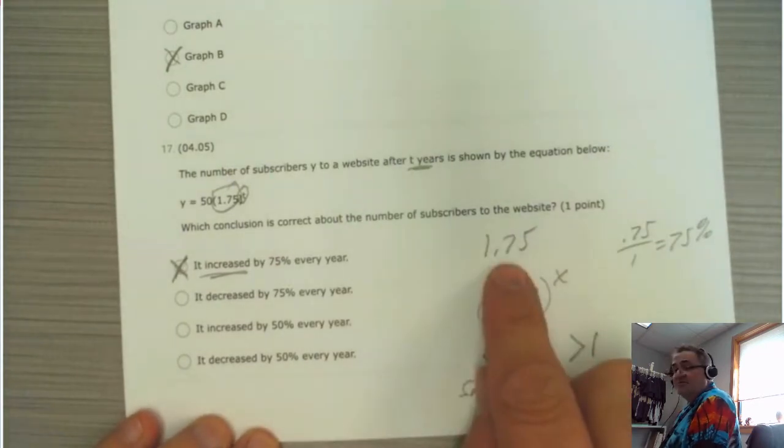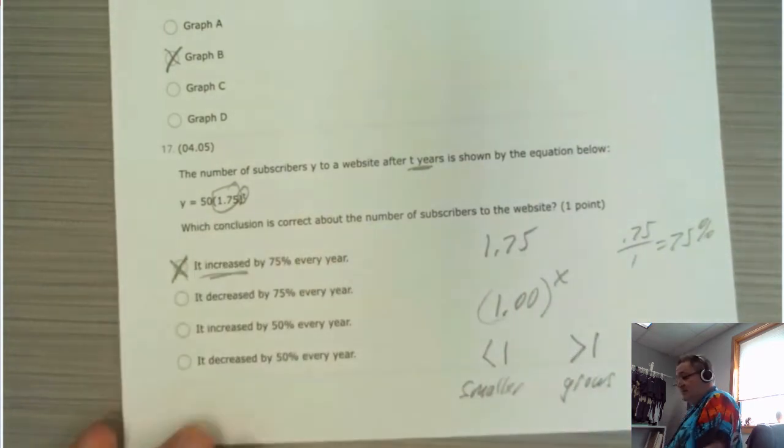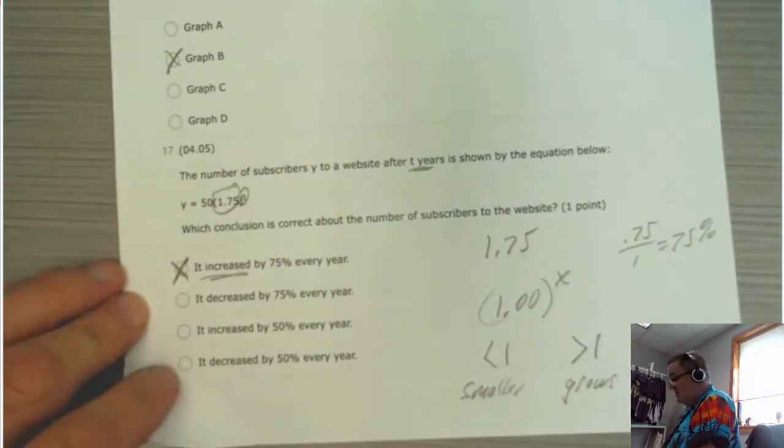It grows if it's larger than 1. It shrinks, gets smaller, if that number inside there is less than 1. So that's what that one's doing.